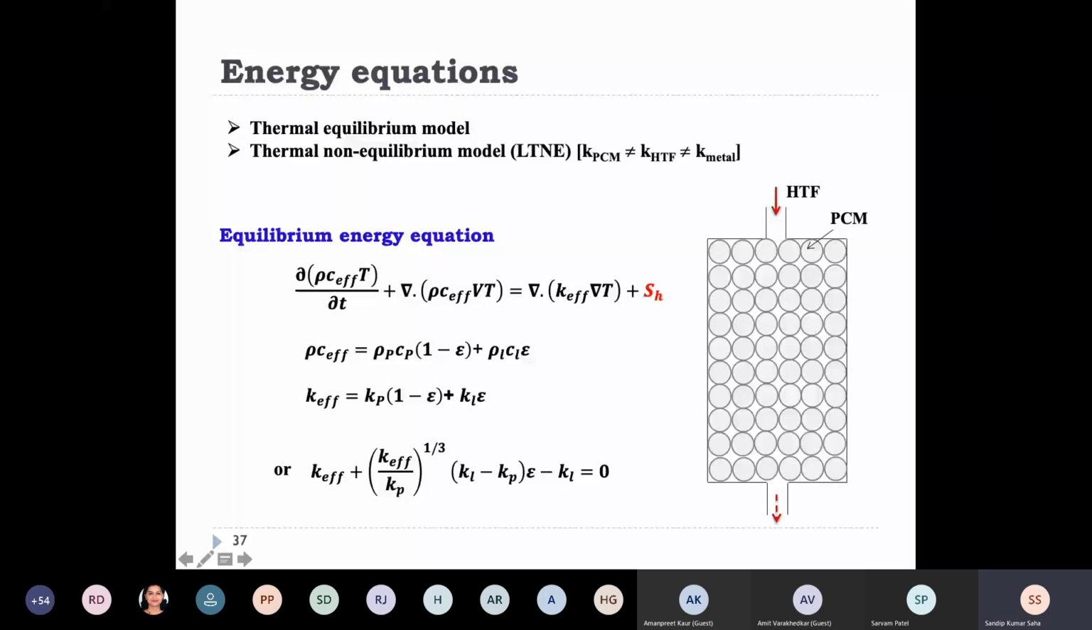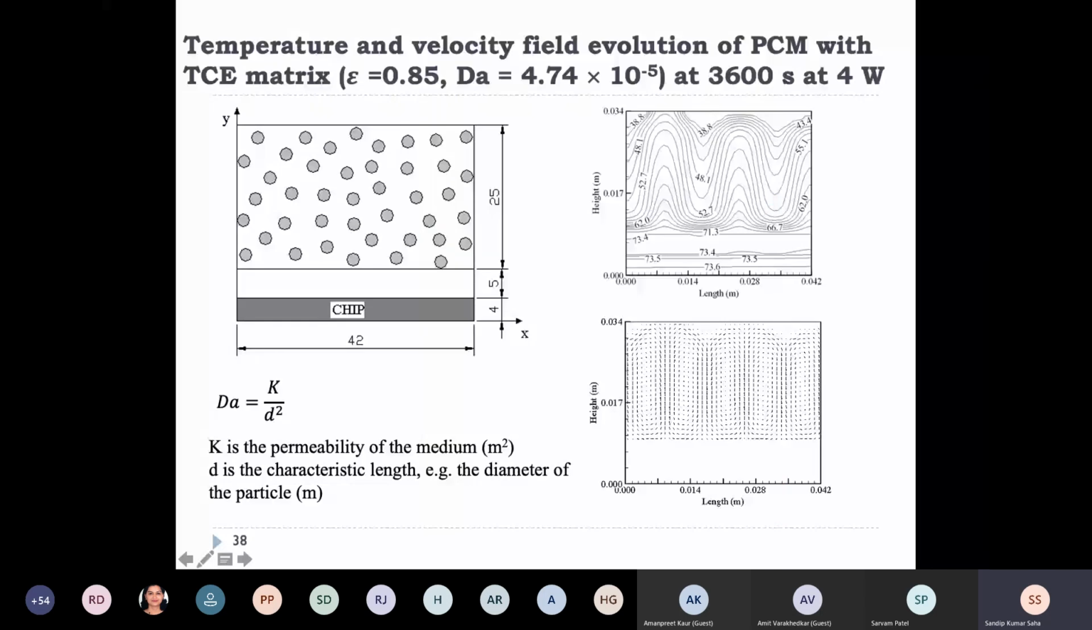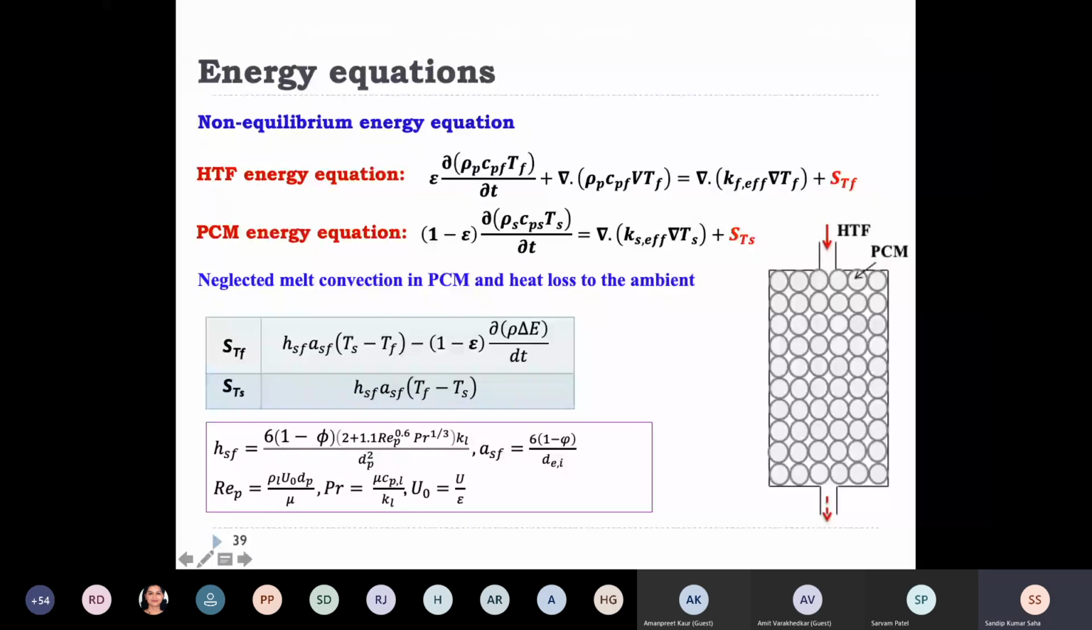Now if I use it for this situation, I can solve the velocity field as well as the temperature field, the isotherms, for different parameters. Now, the non-equilibrium energy equation, under which there are several models. So first, what is the non-equilibrium model?